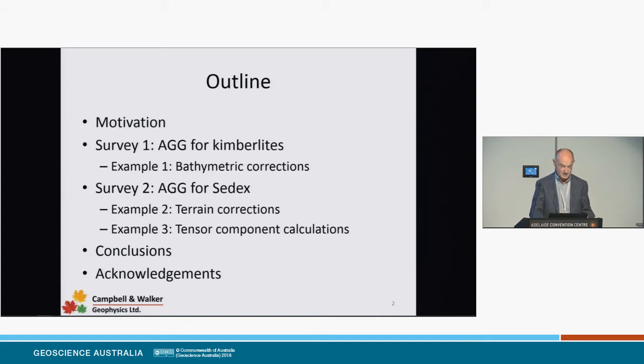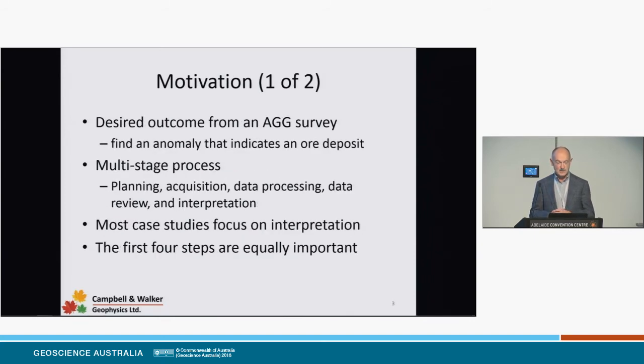There's no interpretation. Outline, I'm going to give you an AGG survey for kimberlites in the Slave Province of Canada. I'm going to talk about what we feel was a rather innovative approach to establishing the bathymetry corrections, and then quickly going on to a second survey, but discuss 2 topics: the critical importance of terrain corrections, and then also get some assessment of the tensor component calculations, and hopefully some coherent conclusions.